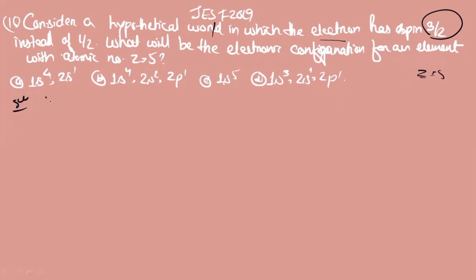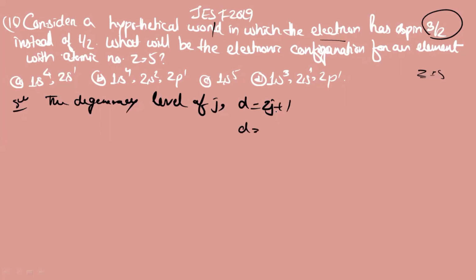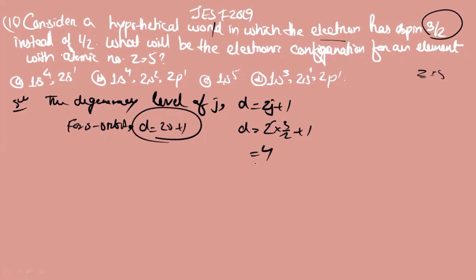So for this, you will see the degeneracy level. You know degeneracy is 2J plus 1. Here you have the value of spin S, so for an s orbital directly you can write degeneracy is equal to 2S plus 1. This is from the s orbital only, the spin of the electron. So it is 2 into 3 by 2 plus 1. So you are getting the degeneracy to be equal to 4.